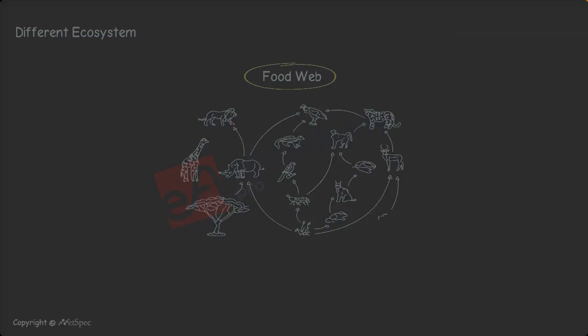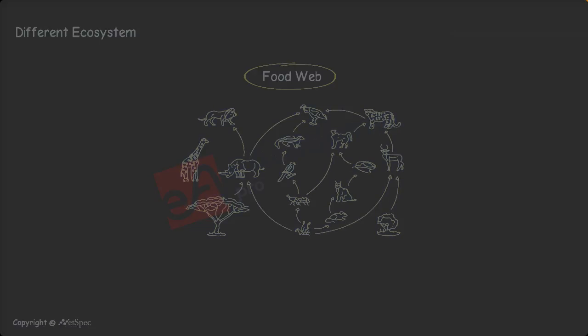Food web. In any ecosystem, there are many food chains, and generally, most plants and animals are part of several chains. When you draw all the chains together, you end up with a food web.